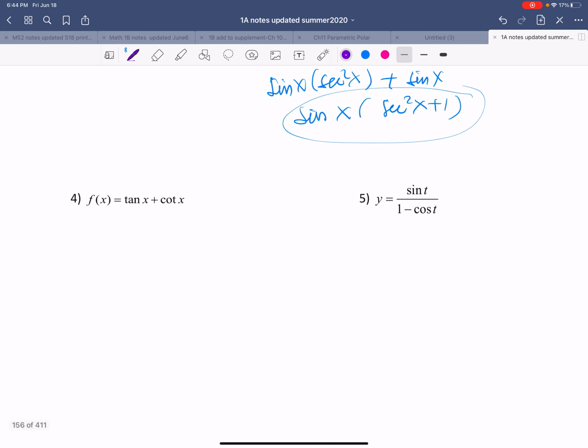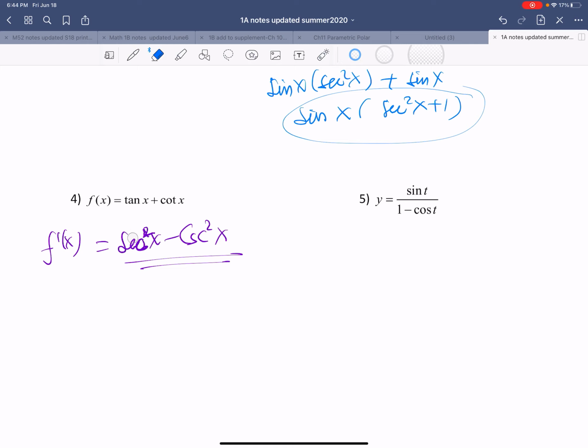Derivative of tangent x is secant square x, f prime of x, and derivative of cotangent x is negative cosecant square x. Secant square x and negative cosecant square x.